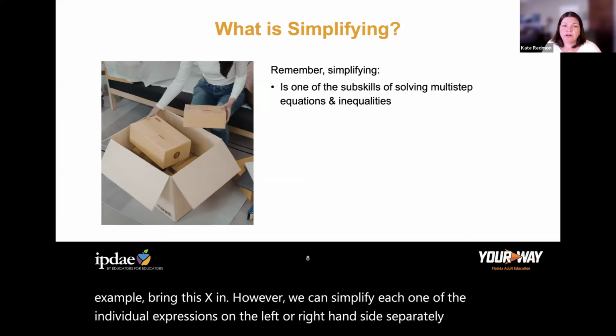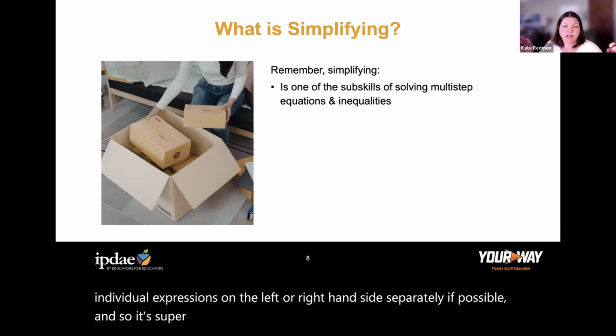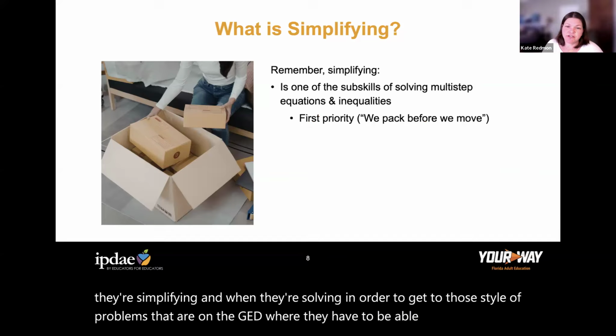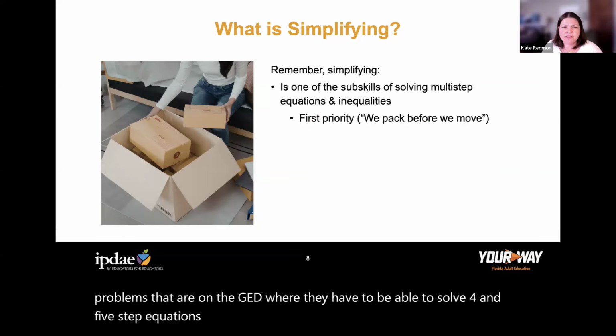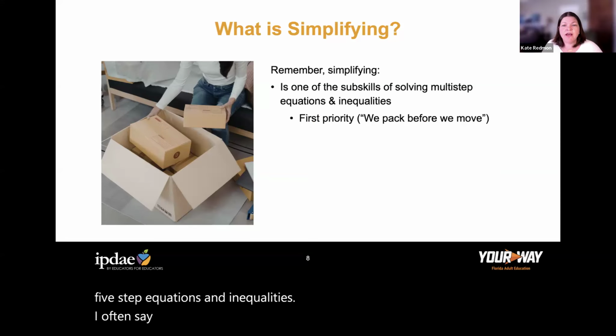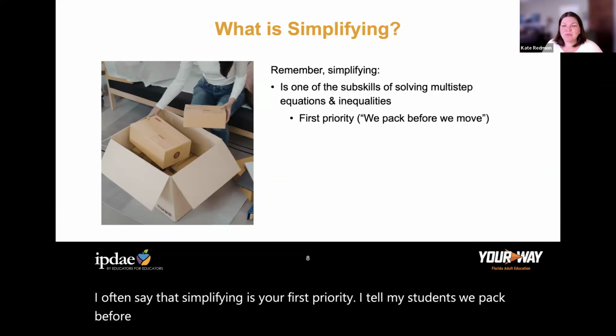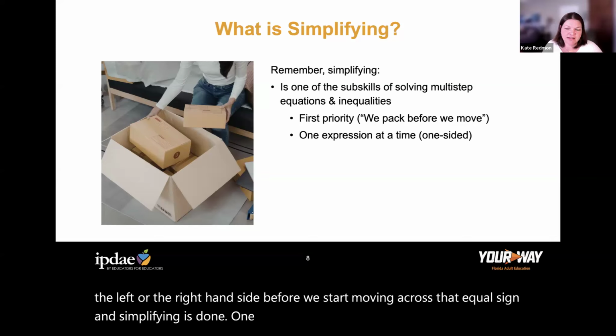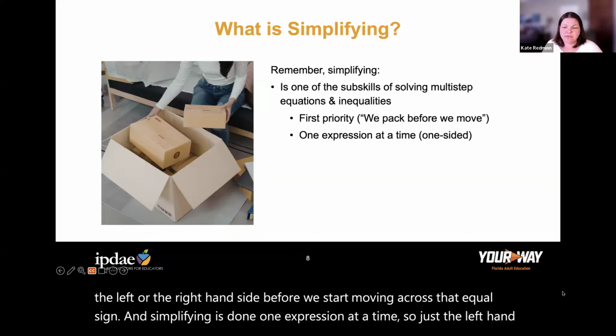And so it's super important that students really are clear on when they're simplifying and when they're solving in order to get to those style of problems on the GED where they have to be able to solve 4 and 5 step equations and inequalities. I often say that simplifying is your first priority. I tell my students we pack before we move. So we clean it up, we neaten up the expressions on either the left or the right hand side before we start moving across that equal sign. And simplifying is done one expression at a time. So just the left hand side separately, just the right hand side separately.